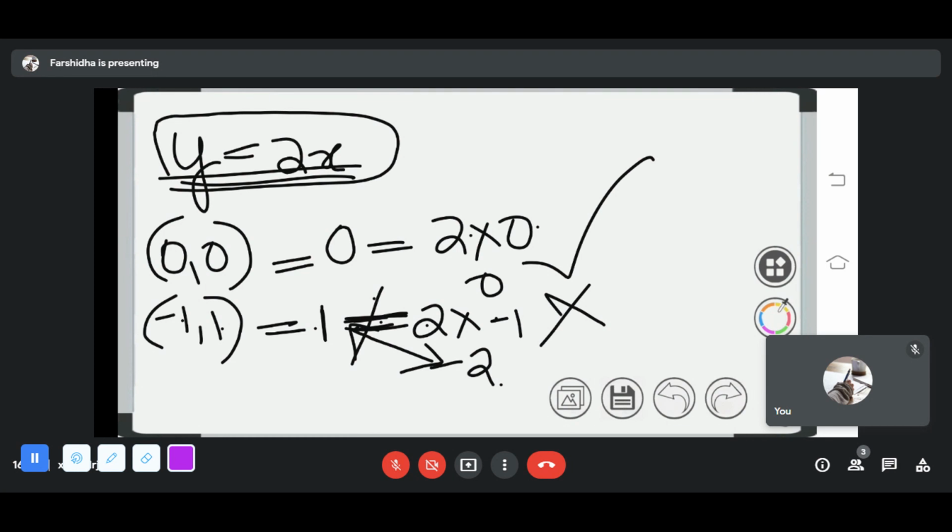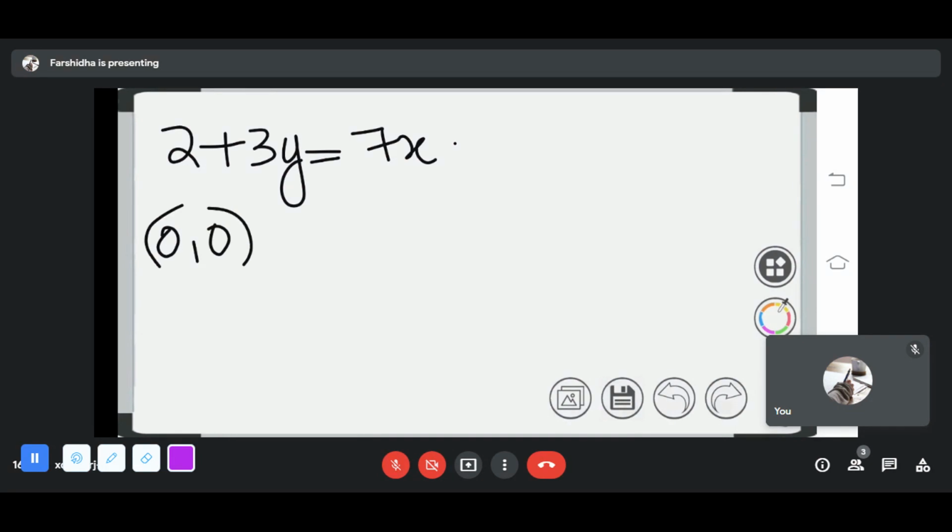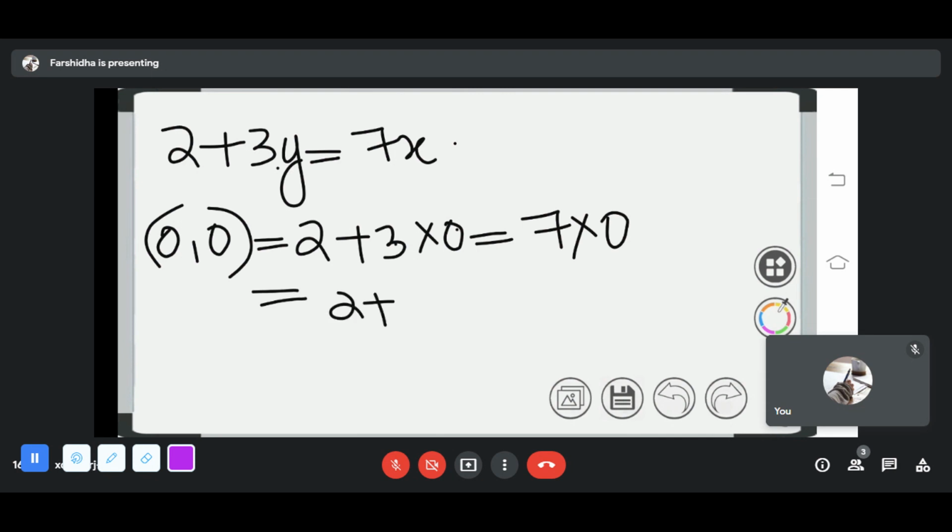Now come to the fourth one: 2 plus 3y equal to 7x. Our first point is 0, 0. I'm putting x is equal to 0, y is equal to 0. So 2 plus 3 into 0 equal to 7 into 0. 2 plus 0 is 2, 7 into 0 is 0. Is it equal? Both sides should be equal. It's not equal, so this doesn't satisfy the condition.